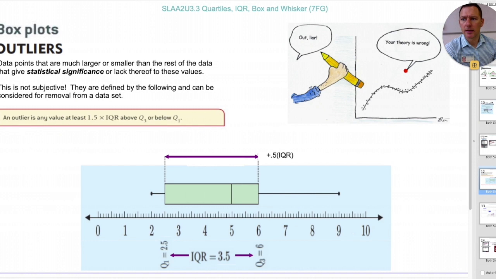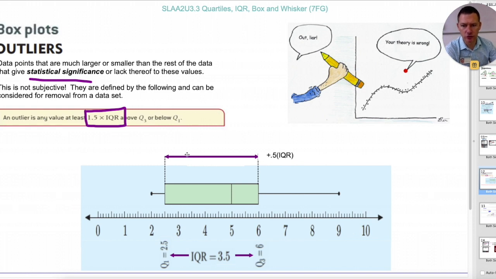This is about outliers, and outliers are data points that we could potentially remove. We can't do it for no reason, but we want to be able to identify them and then maybe see if there's a reason to get rid of them because they might lack statistical significance. It's not just subjective. There's a mathematical idea about when to regard something as an outlier, and that's if something is 1.5 times the interquartile range above Q3 or below Q1.